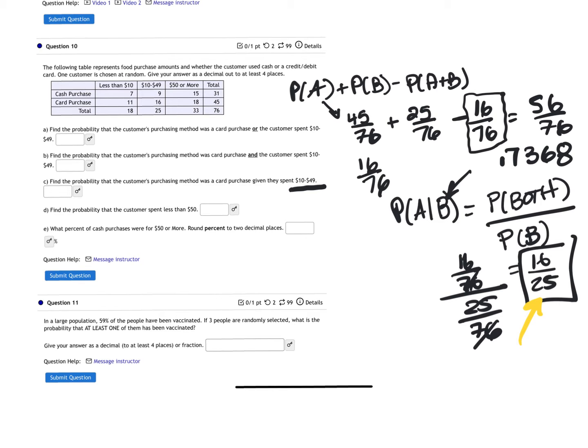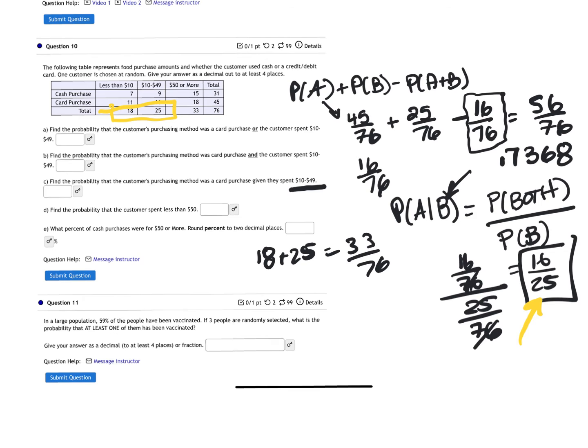Less than $50. All right, so that's these people. Add them up. So 18 plus 25. That's 43, and then the rest, so 43 over 76.